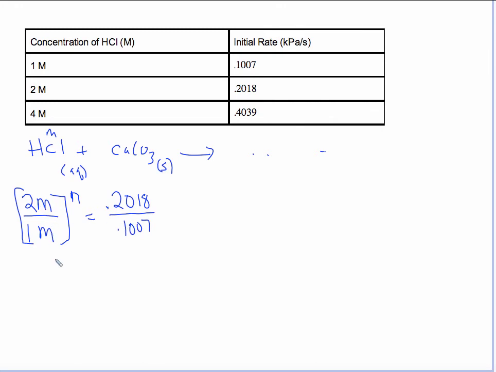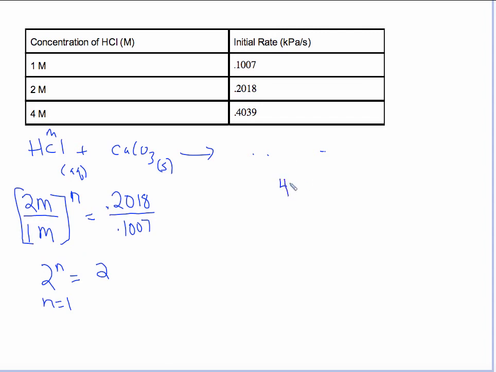And so 2 molar divided by 1 molar is 2 to the power n. That's going to be equal to 0.2018 divided by 0.1007, and roughly, if you round a little bit, which you're going to have to do with experimental data, you get 2. So 2 to what power is equal to 2? Well, n equals 1.